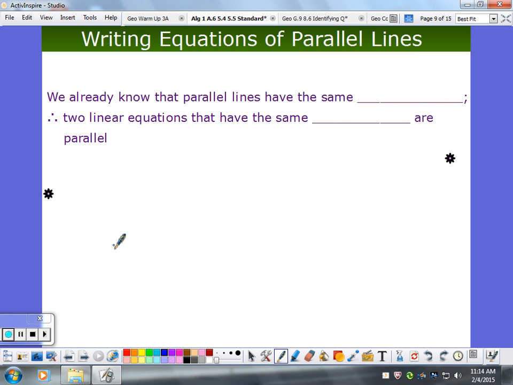All righty. Now this is kind of an awesome little thing here. Writing equations of parallel lines. Let's see what we remember. We do know this, that parallel lines have the same slope. Nailed it. And different y-intercepts, right? The same slope and different y-intercepts. You know what this little thing is? This little three dots? That's math shorthand for the word therefore. Therefore, two linear equations that have the same slope are parallel.